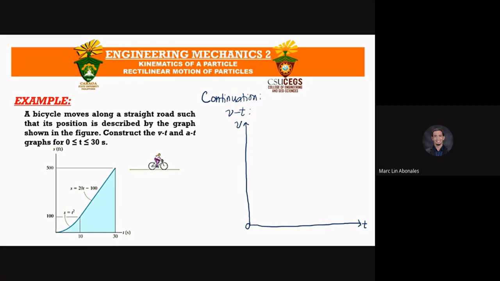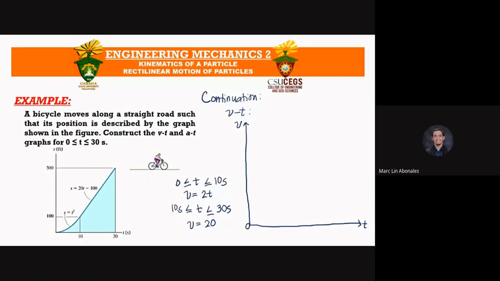Sa first time interval, that is 0 to 10. That is V is equal to 2t. And the second time interval is 10 to 30 seconds. So it has motion described with a constant velocity of 20 meters per second.